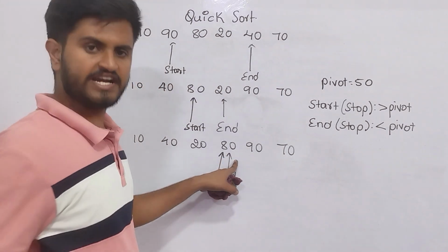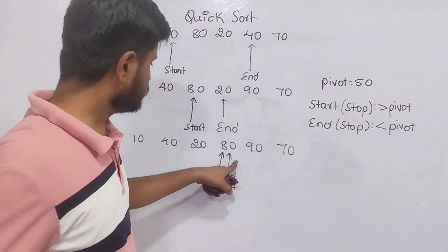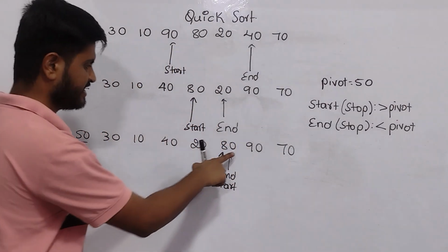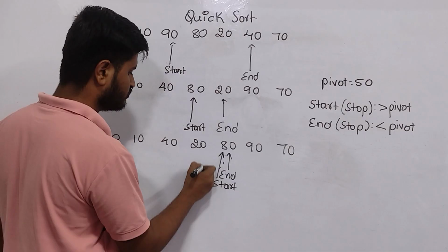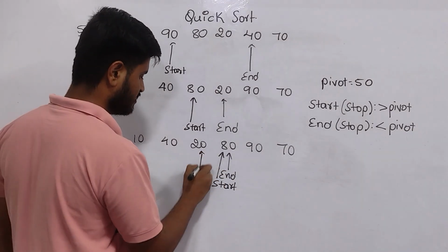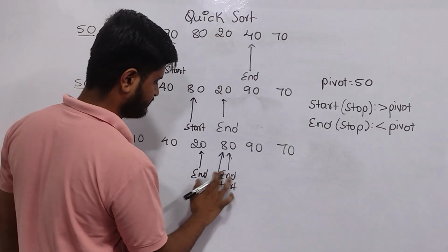Now I want to move the end value. To move the end value and stop, it must be less than the pivot, that is 50. 80 is not less than 50, so I will move towards the left. So 20 is less than 50. So I will stop here. My new end value is 20.